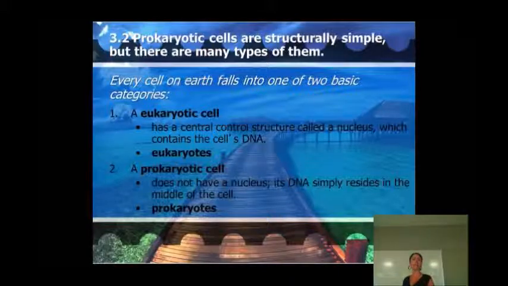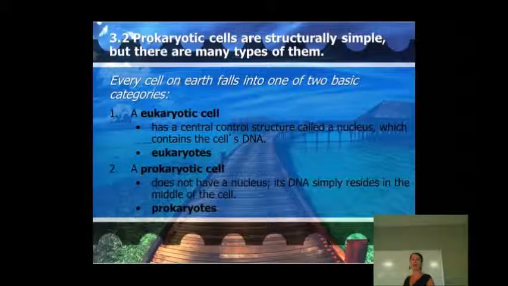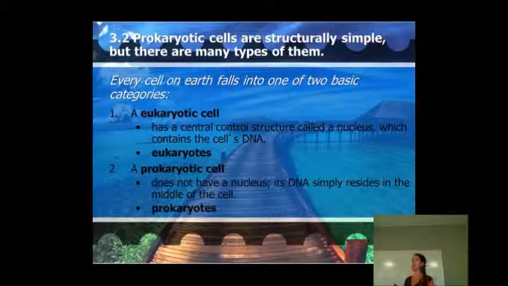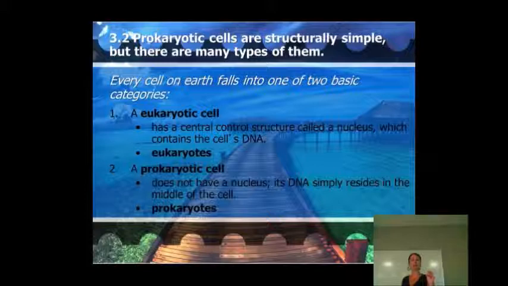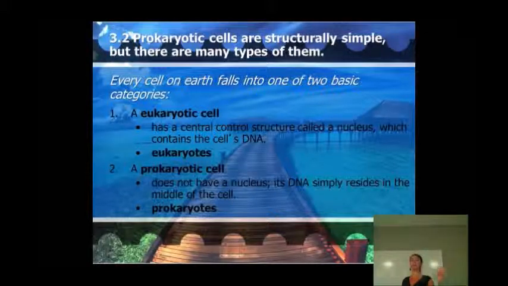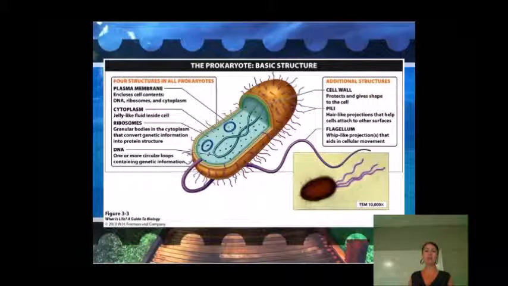A eukaryotic cell has organelles, where you've got the nucleus that holds the DNA, and it has things like mitochondria. And a prokaryotic cell does not have the nucleus. It simply has the DNA floating around inside of it. Examples of eukaryotic cells are basically everything besides bacteria, and prokaryotic cells are bacteria. So here is the prokaryote. Here's a basic bacterial cell.